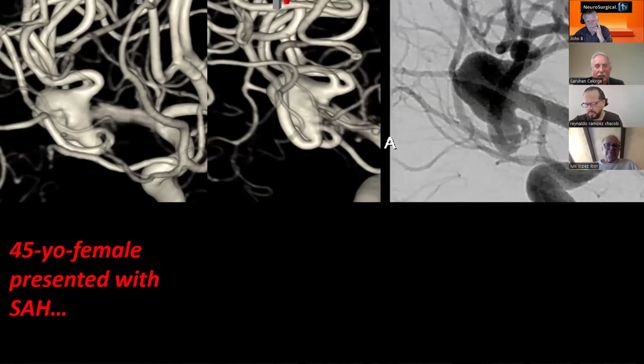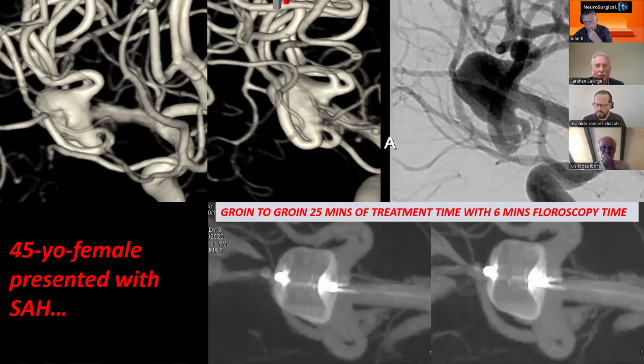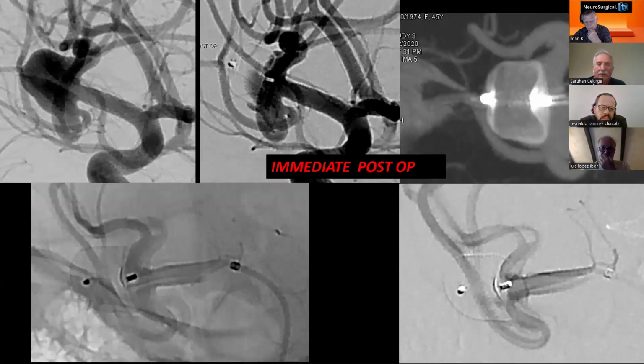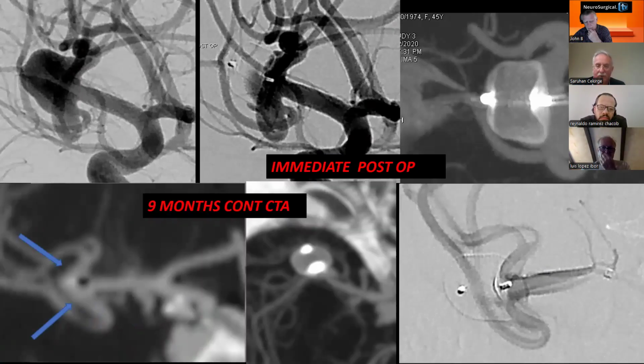Look at this. Ruptured 45-year-old female, complex ruptured bifurcation aneurysm. Before the WEB device, even myself, Cekirge, was sending this patient to surgery. However, now, groin to groin, 25 minutes of treatment with 6 minutes of fluoroscopy. And this is the immediate post-op. And this is at 9 months.